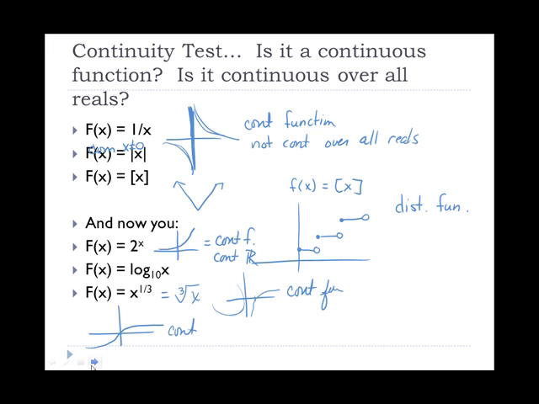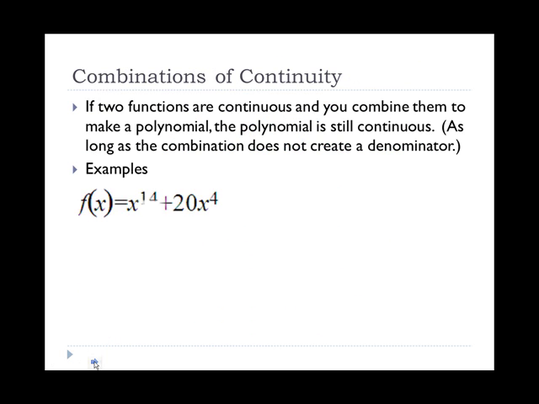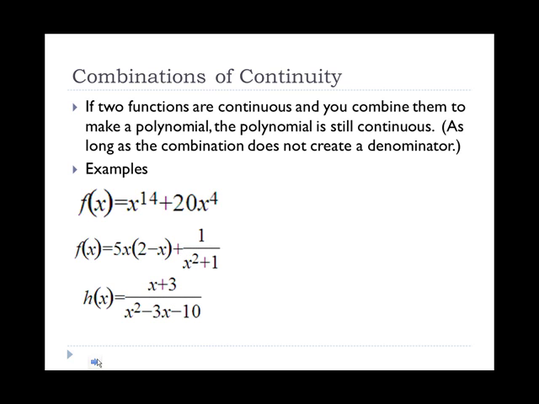So looking at graphs helps a lot, but thinking about what your function's issues might be to cause points of discontinuity helps a lot as well. Now, remember those rules of limits that you could combine? The same idea is you can do that with continuity. If we know that x to the 14th is continuous, and we know 20x to the 4th is continuous, then adding them together will keep them continuous. So anything where you add or subtract or multiply pieces of continuous functions together, those will keep continuity.